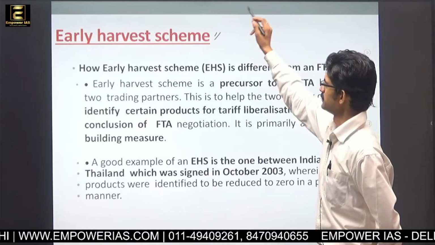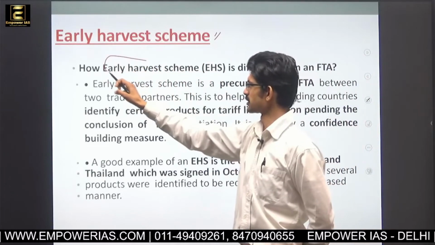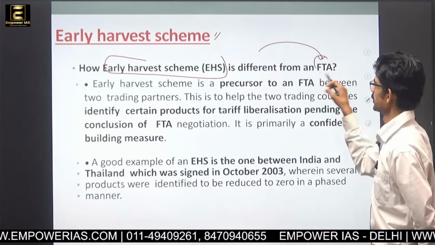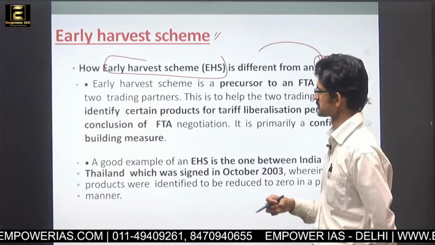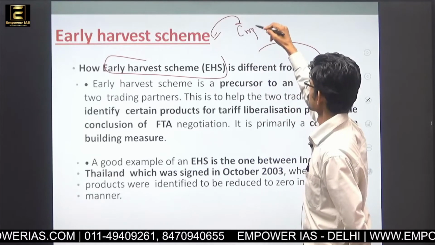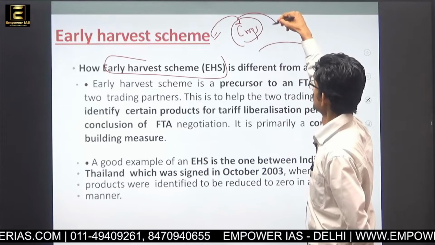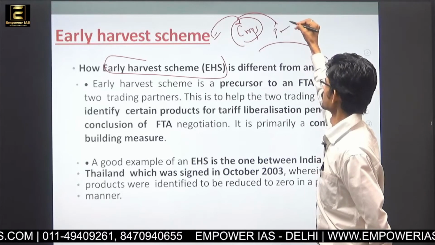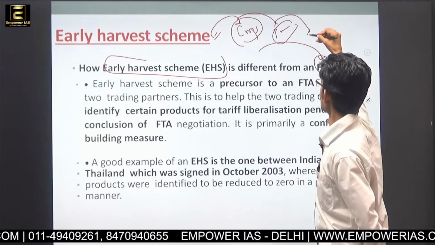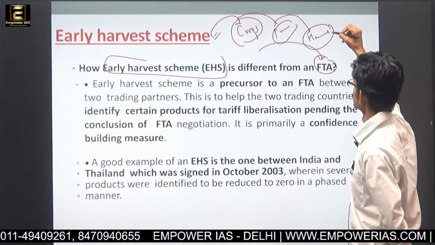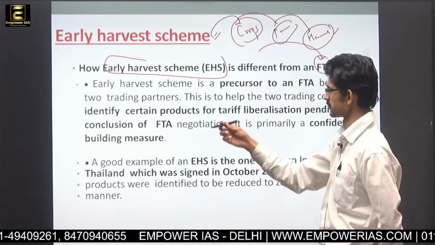Now the scheme which comes into the news is the early harvest scheme, which is different from a free trade agreement. So what is the early harvest scheme? Whenever a certain crop is produced, किसानों के द्वारा कोई भी फसल उगाई जा रही है, and that crop goes for procurement at the market, then the harvest period is not to be lagged and it is harvested early. So this is the early harvest scheme.